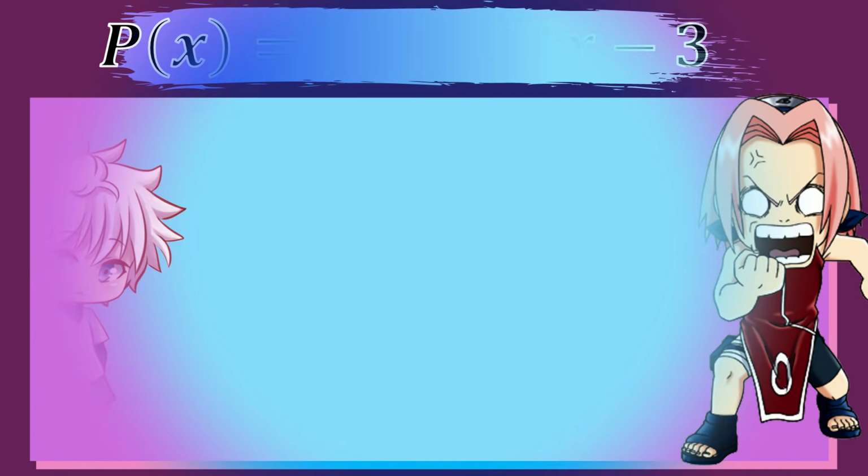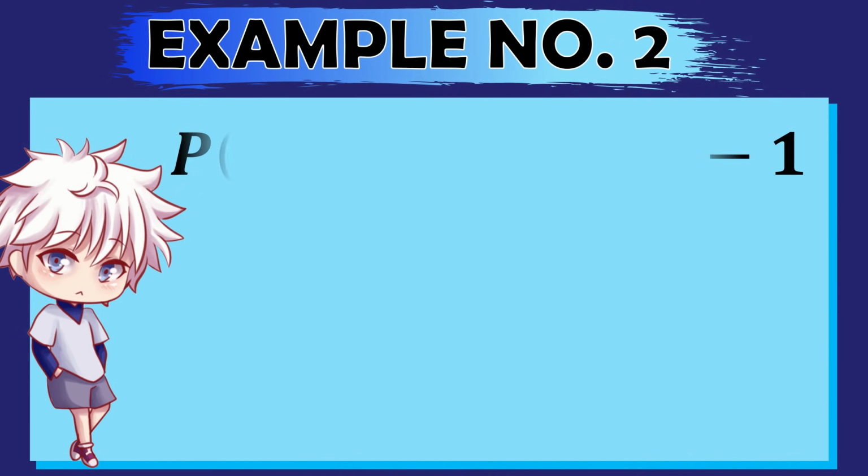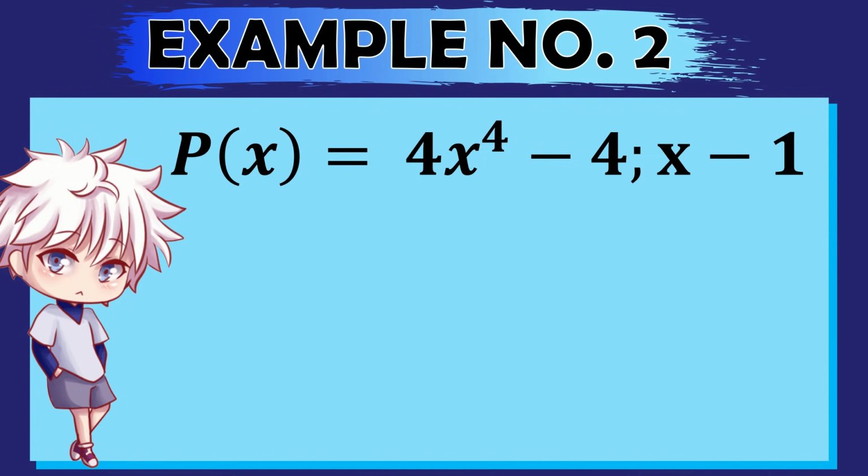So let's have example number 2. For example number 2, we have p of x is equal to 4x raised to 4 minus 4 and the divisor is x minus 1. Katulad dun sa kanina, kuhanin muna natin yung value ng x ng divisor. So we have x minus 1, again, equate to 0, lipat sa kabila, or simply invert na lang. So x is positive 1. So si positive 1 ang isa-substitute sa lahat ng x na ng polynomial function.